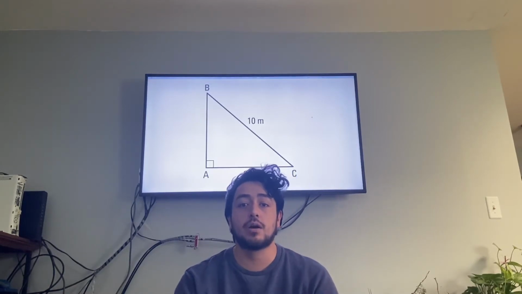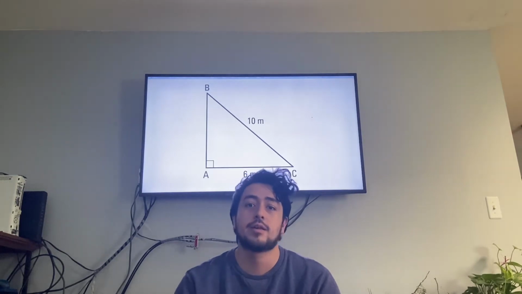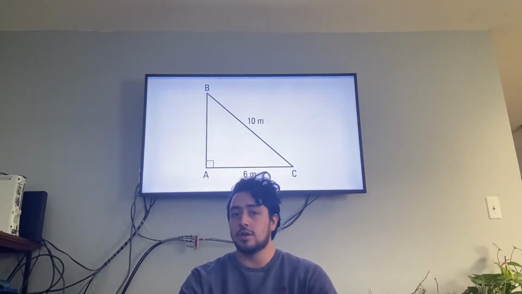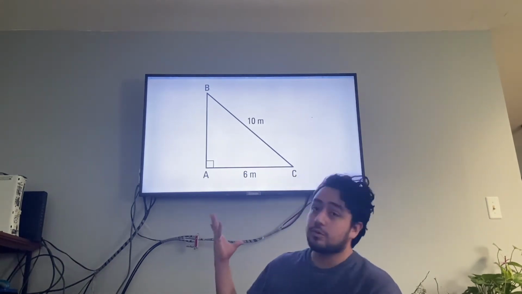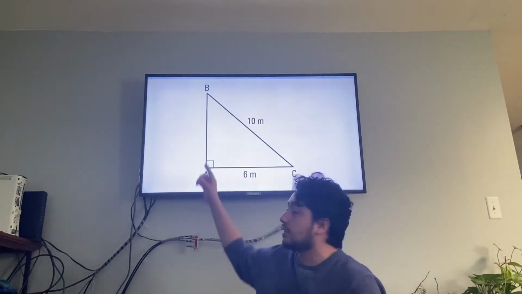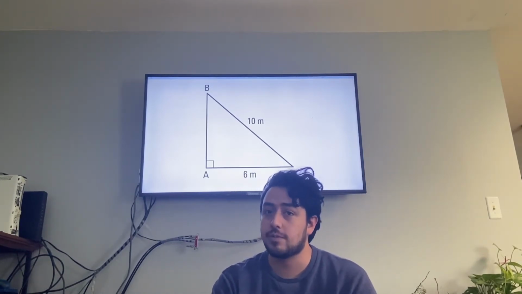Today we're going to be talking about finding the side length when you're given one other side length and an angle. So first we're going to go through a couple of examples. First example here, how would you solve this for this missing side length right over here? Should be pretty self-explanatory. Right, you just do Pythagorean theorem as always, right?